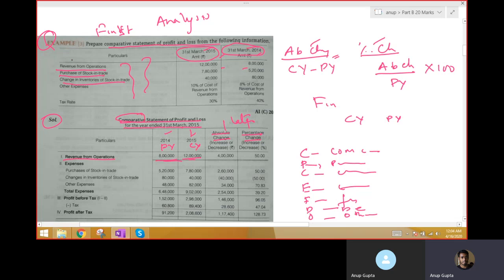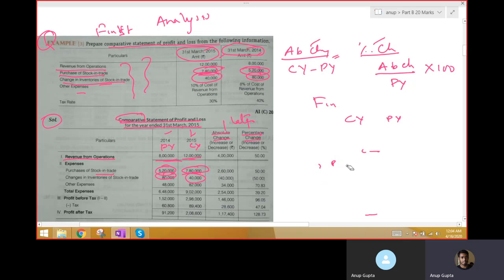Then purchase of stock in trade is given, so we record it: in the previous year 5 lakh 20, and in the current year 7 lakh 80. Then changes in inventory of stock in trade is given as 80,000 and 40,000, so we record 80,000 and 40,000. Then other expenses is given as 10% of cost of revenue from operation.